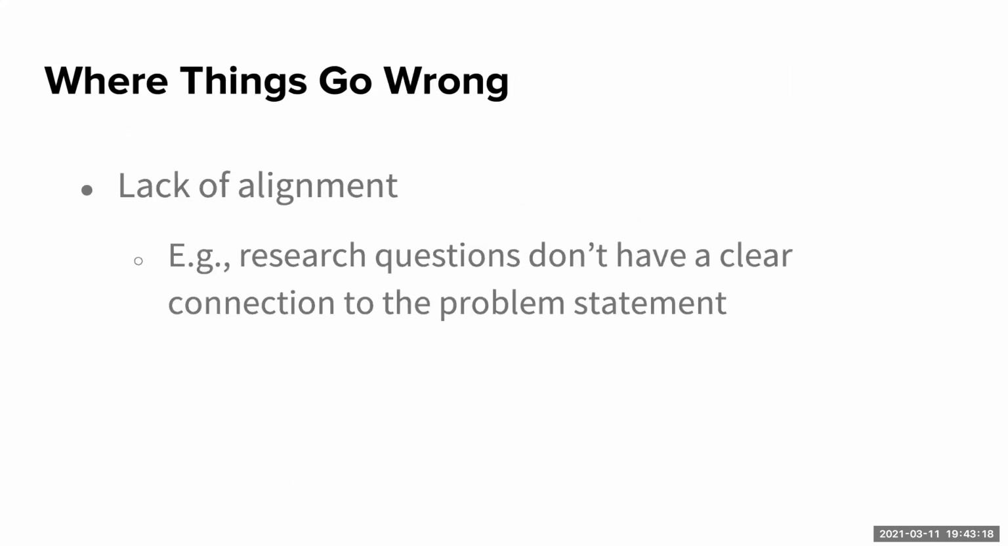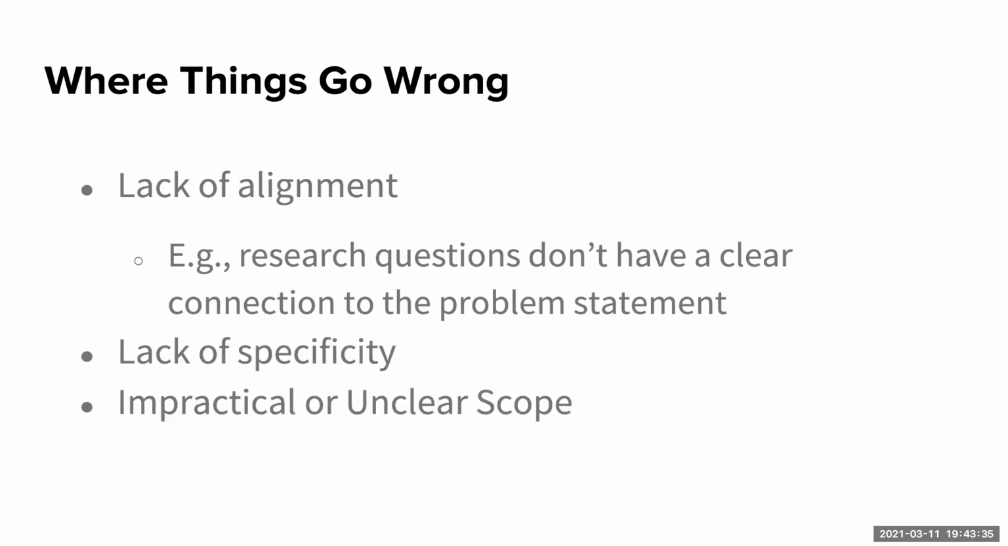So where are the problems with these things? Well, usually it comes with a lack of alignment, where you look at the research questions and the problem statement and you say, well, hold on, that doesn't seem to be speaking to the same thing. Either too general, it's not clear what exactly you're trying to do with it, or impractical to answer, or it's just not clear what the scope is.